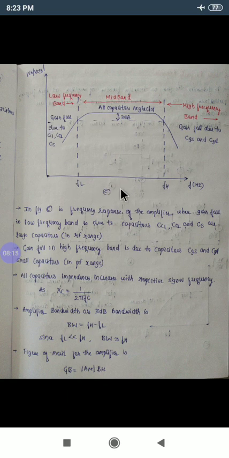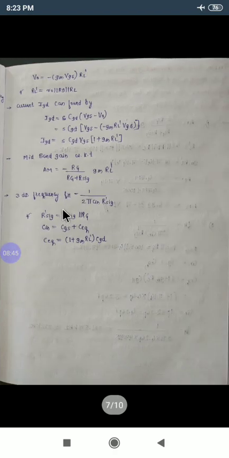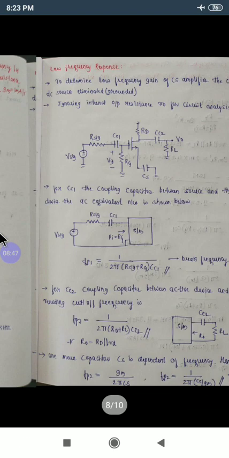All capacitor impedances vary with signal frequency, because Xc is equal to 1 divided by 2 pi f C. So as the frequency increases, the capacitive reactance decreases. From the frequency response we can determine the bandwidth as FH minus FL, and the figure of merit has the formula GB is equal to the magnitude of AM times BW, where BW is the bandwidth and AM is the gain. Next we'll go for the low frequency response.